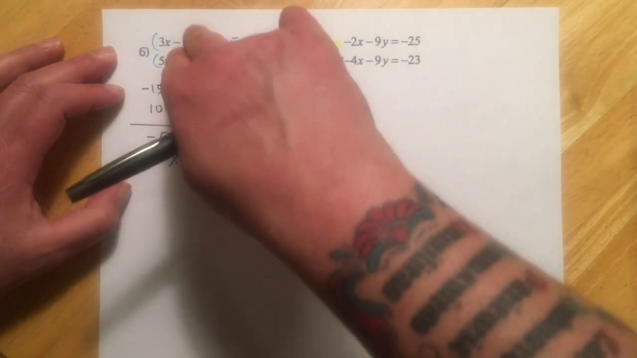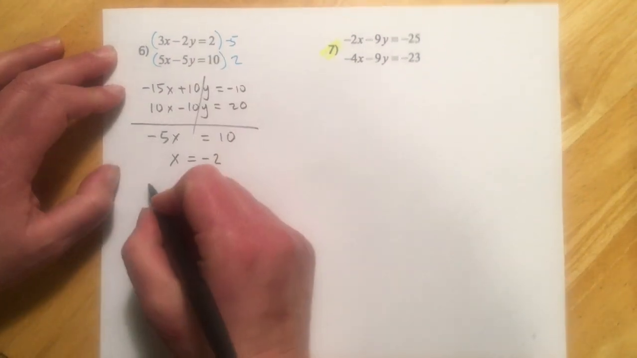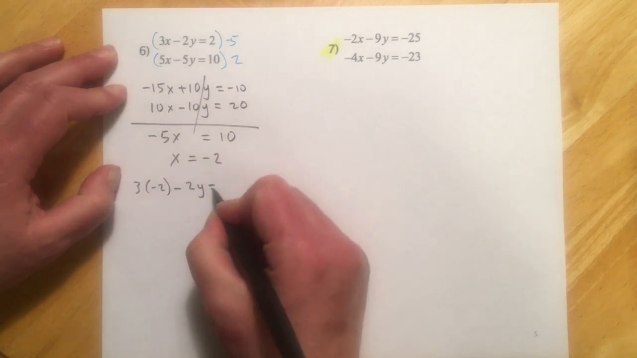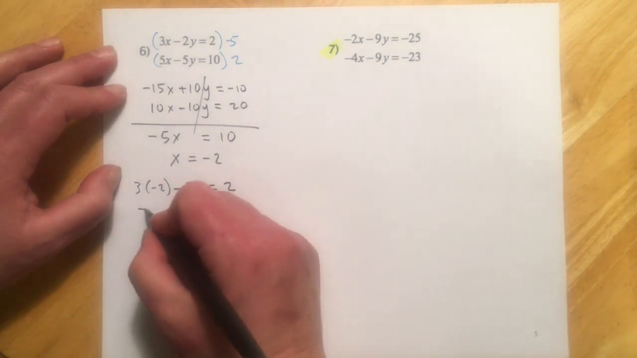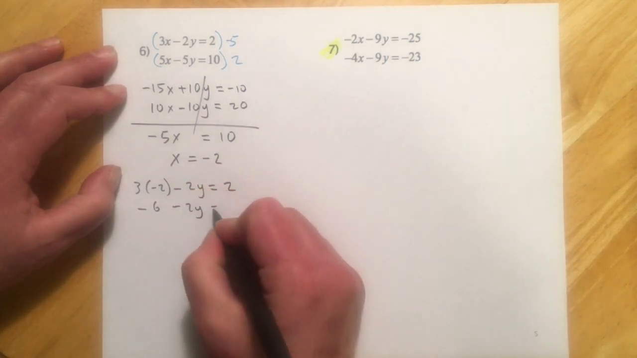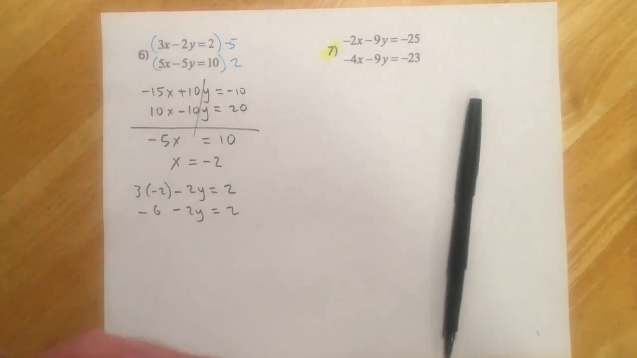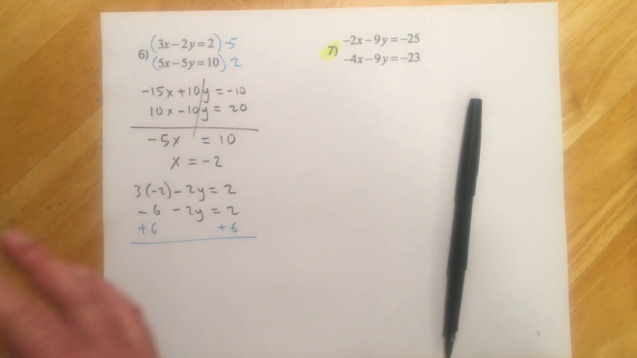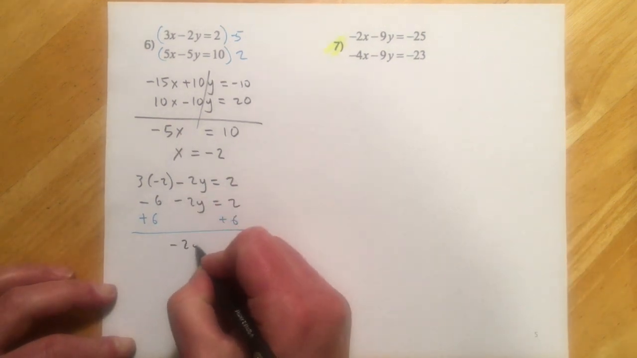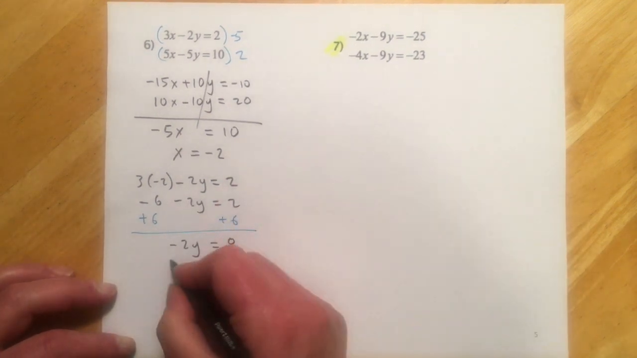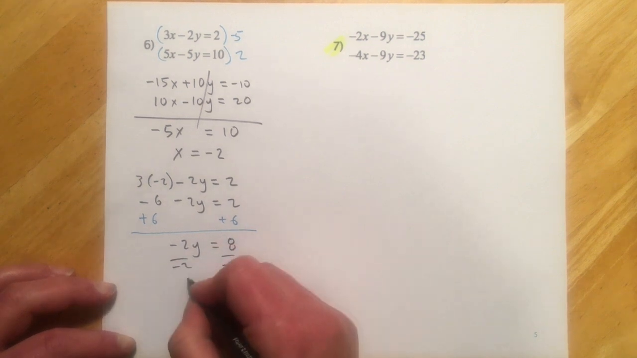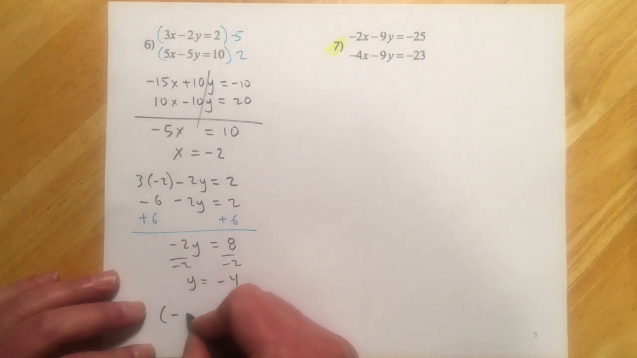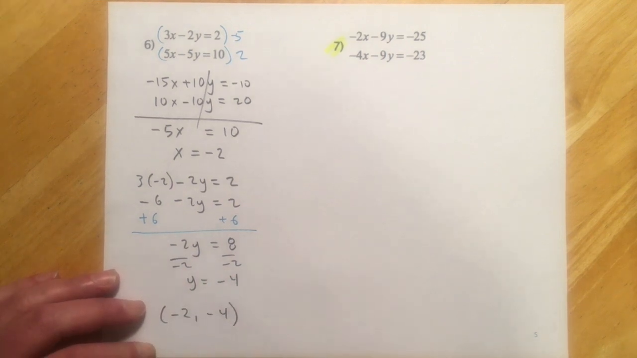Once I have this, I just come back up and back solve. So that would be 3 times -2 minus 2y equals 2. So -6 minus 2y equals 2. I can bring that 6 over, since I'm trying to isolate y. That gets me 8, and then I'll divide by negative 2 on both sides, and y equals negative 4. So the solution set would be (-2, -4).